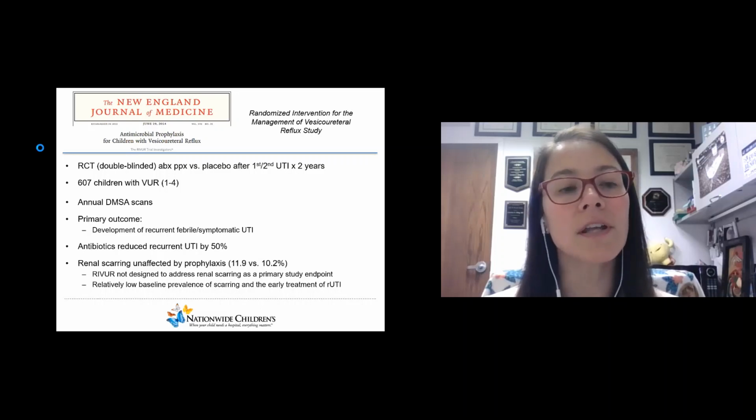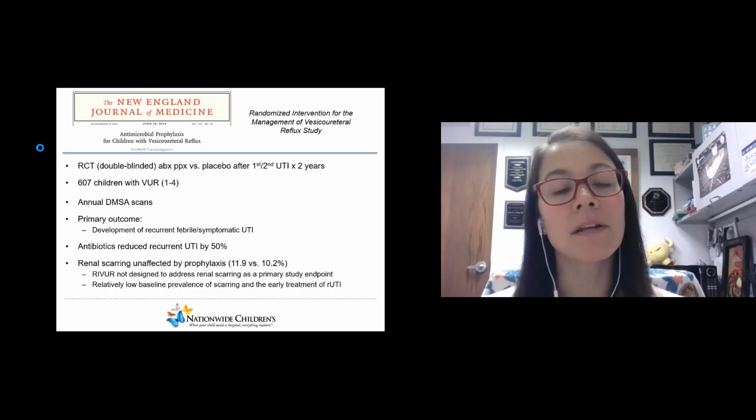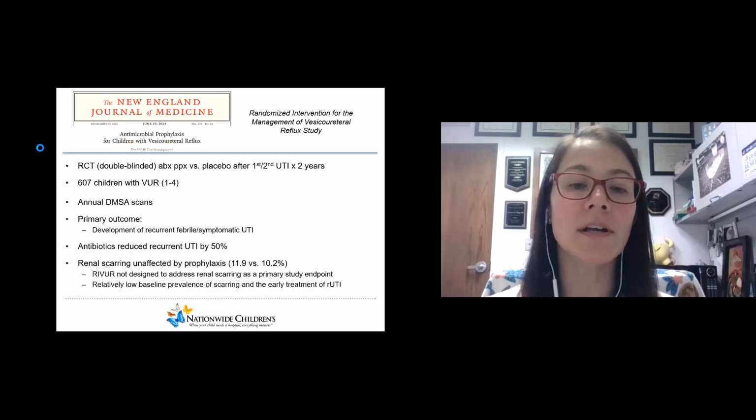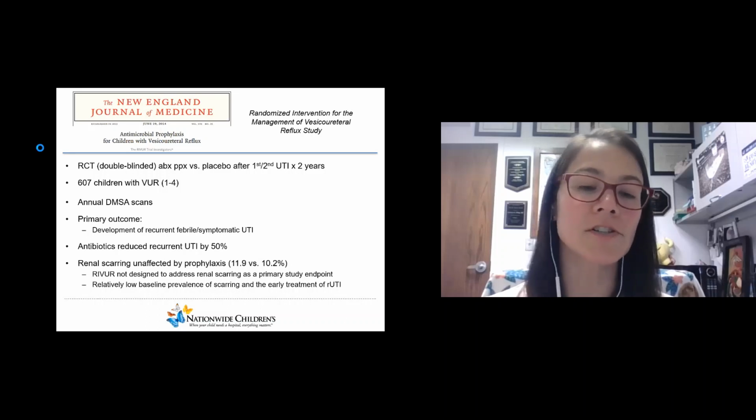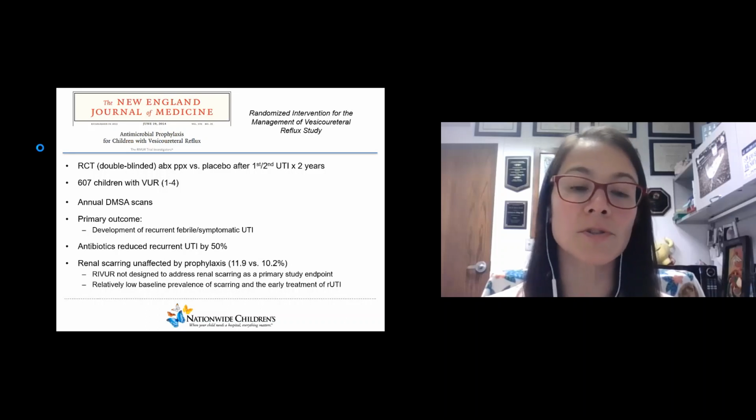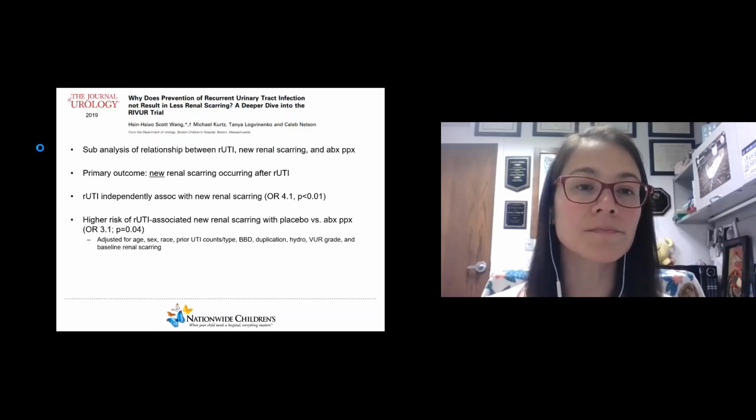They found overall that antibiotics reduced the recurrence of infection by 50%, but they didn't find that prophylaxis affected renal scarring. But the RIVER trial really wasn't designed to address renal scarring as a primary endpoint, and there are some thoughts as to why they didn't see this effect due to some low baseline prevalence of scarring and the early treatment of recurrent infections that was just a natural result of being part of the study.